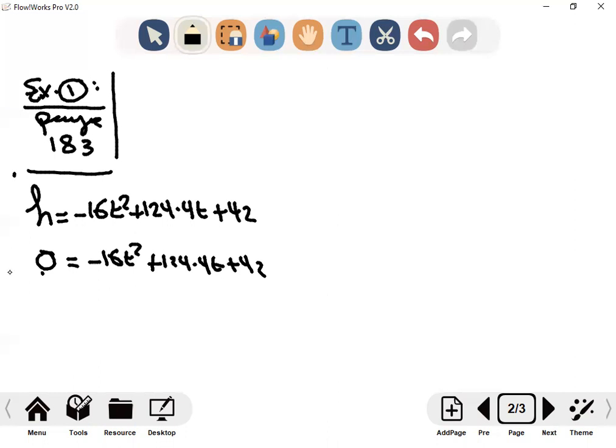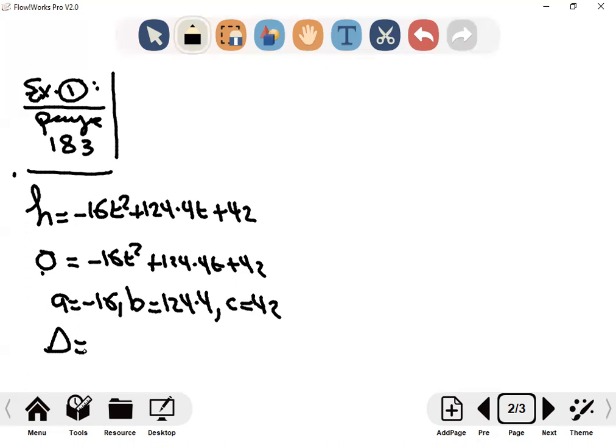This is the equation which we want to solve. Prepare a, b, and c. a is the coefficient of x power 2. Here we have t power 2. So a is how much? Negative 16. b is 124.4. c is 42.